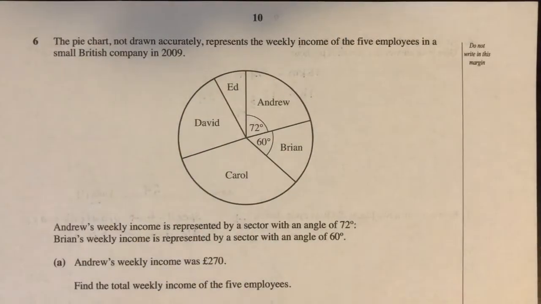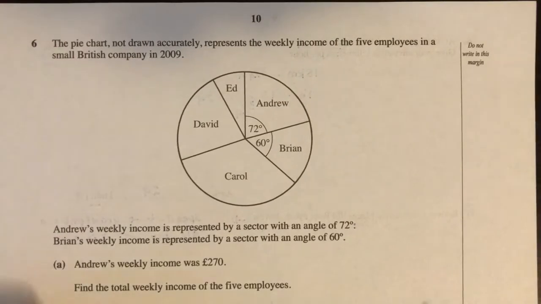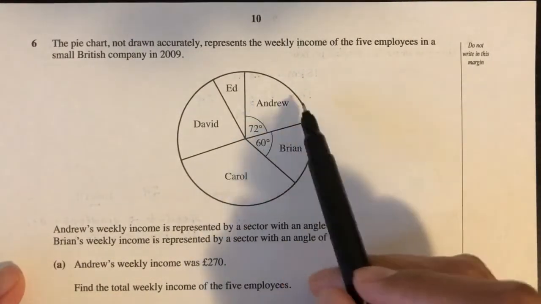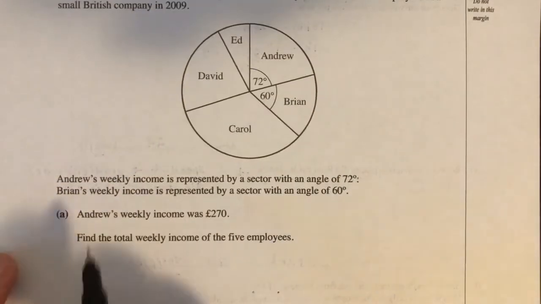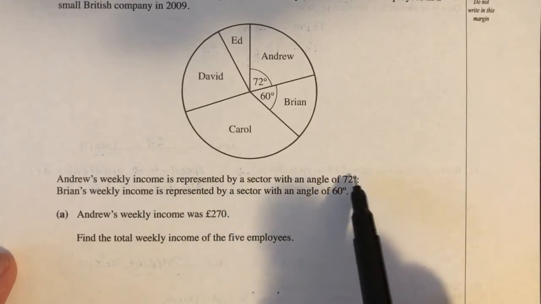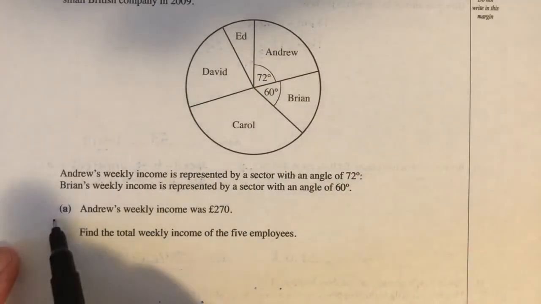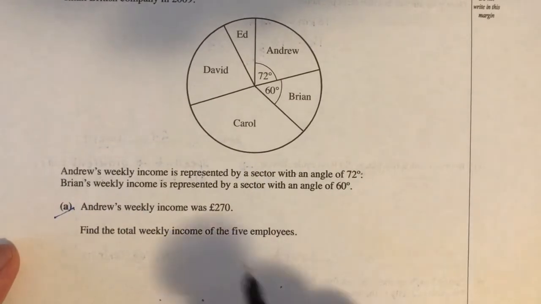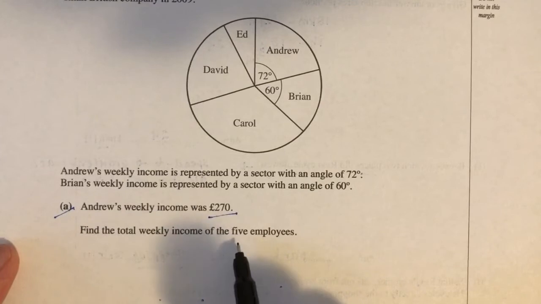Question number 6. The pie chart, not drawn accurately, represents the weekly income of 5 employees in a small British company in 2009. So now we have the employees: Andrew, Brian, Carol, David, and Ed. Andrew's weekly income is represented by 72 degrees and Brian's by 60 degrees. Now, part 1. Andrew's weekly income is 270. Find the total weekly income of the 5 employees.